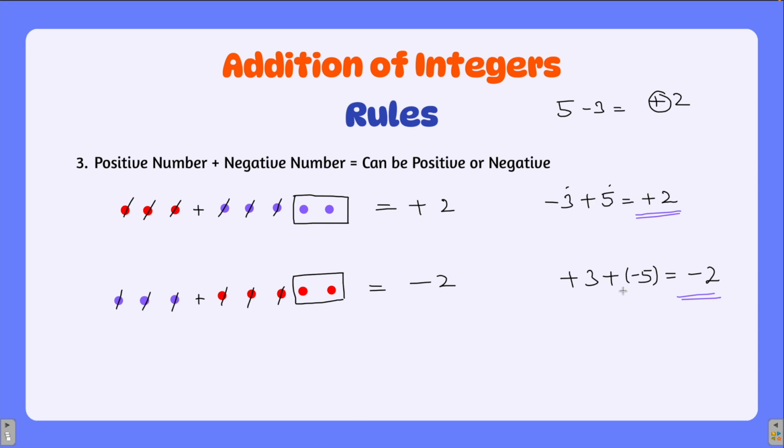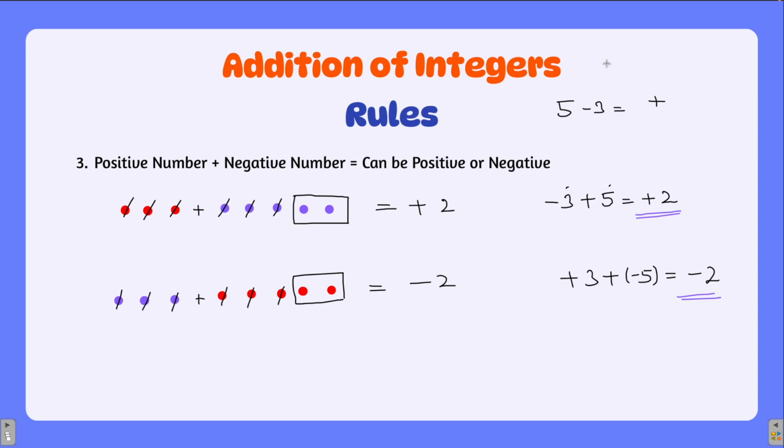Now, +3 plus -5. Again we will do the same thing. We will subtract the smaller number from the greater number. That means we will subtract 3 from 5 without considering the sign. So 5 minus 3 will give us 2. And now what sign will we put? We will put a negative sign, because here 5 is the greater number and it has a negative sign, so we will put a negative sign.